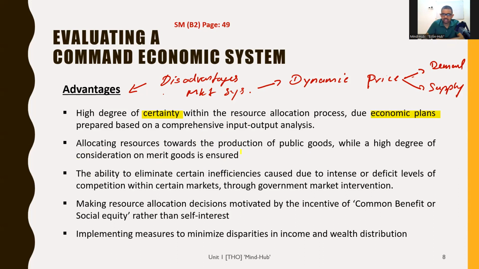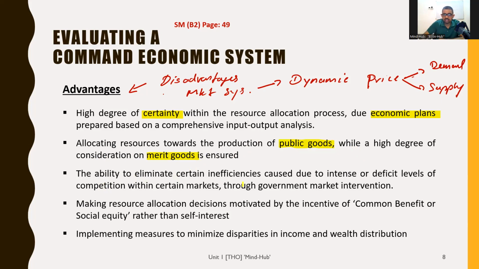Then allocating resources towards, remember I said we have written that also, disadvantages of a market become the advantages. So public goods, that's what we did in the first point also. And then merit goods. So public goods, merit goods in a market system were reasons for inefficiency in resource allocation, market failure, limitation. Here, it's an advantage because the government will allocate resources to produce public goods. Government will allocate enough resources to produce merit goods, right?